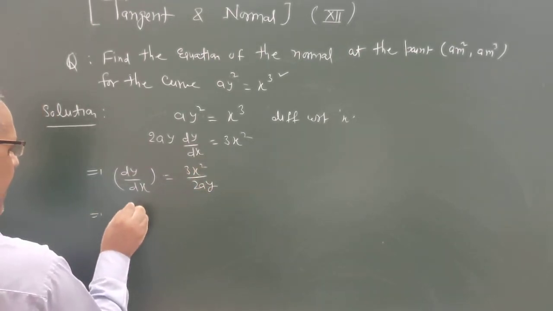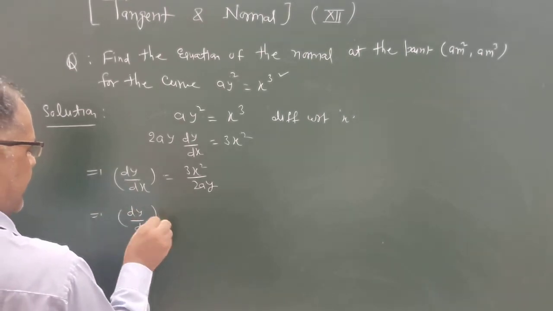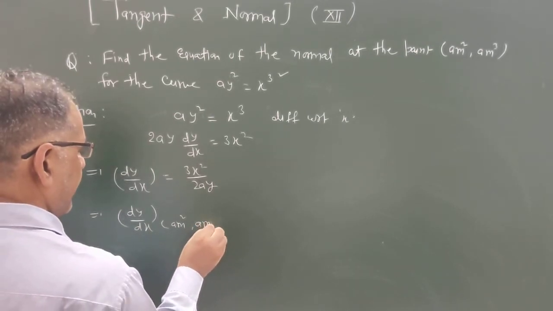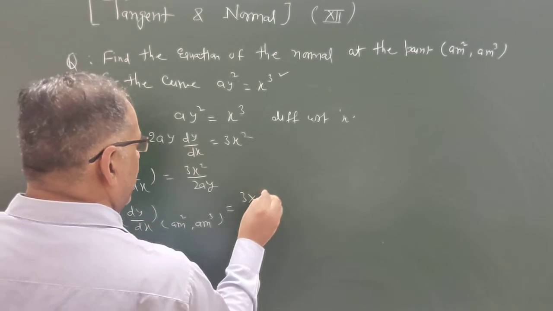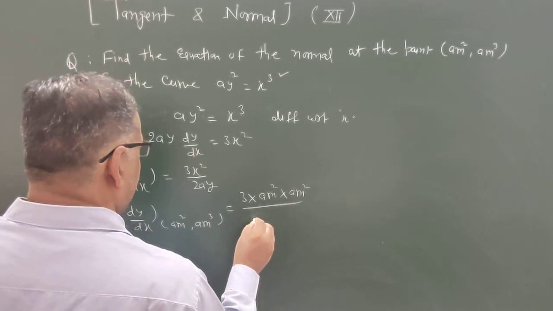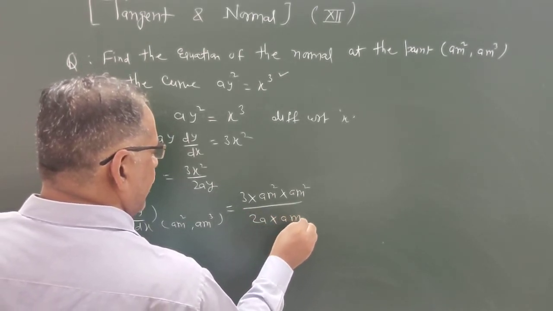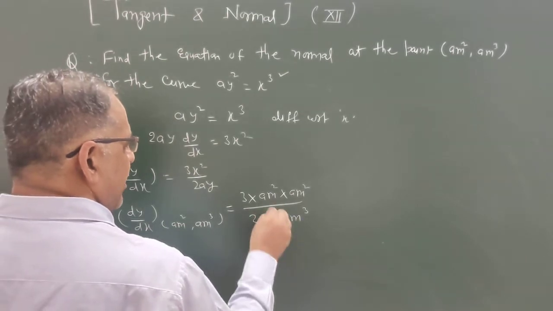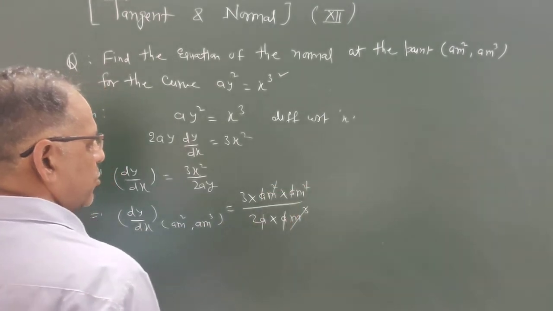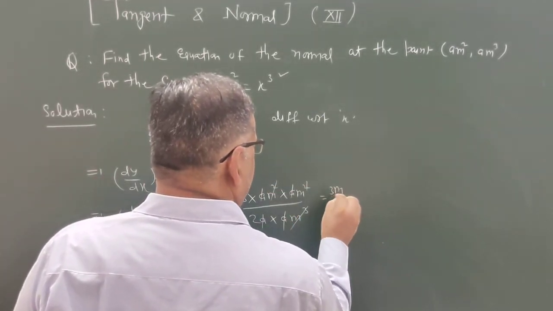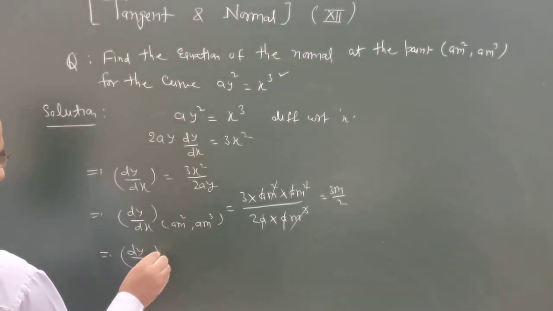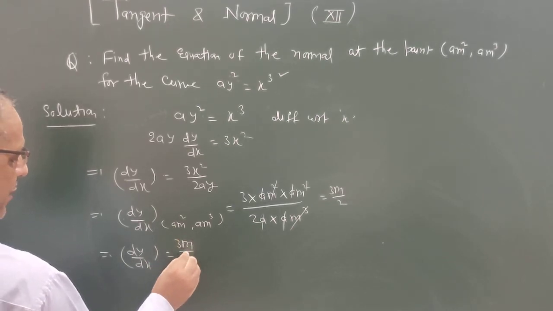Now the slope of tangent at the point am square comma am cube. So this becomes 3 into am square whole square upon 2a into am cube. So here a cancels out from numerator and denominator, and the power of m is cancelled out. So now we have only 3m upon 2. So dy over dx is equal to 3m upon 2. This is the slope of tangent.